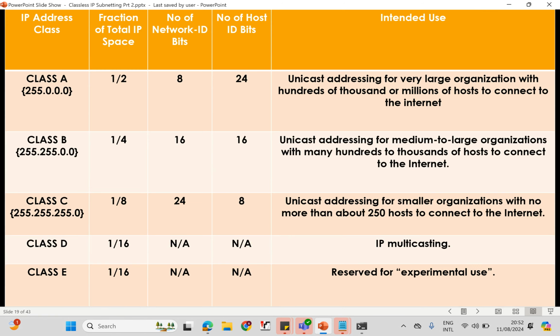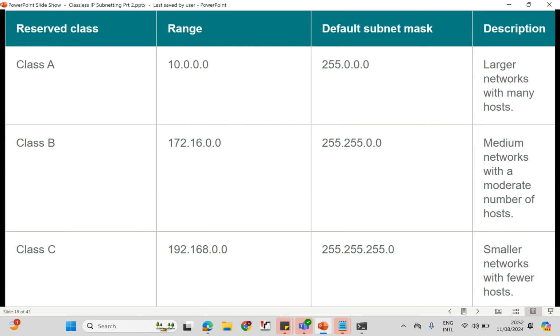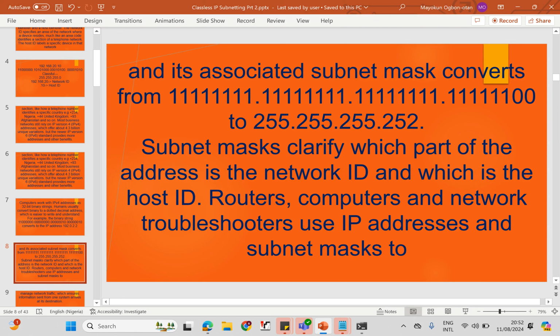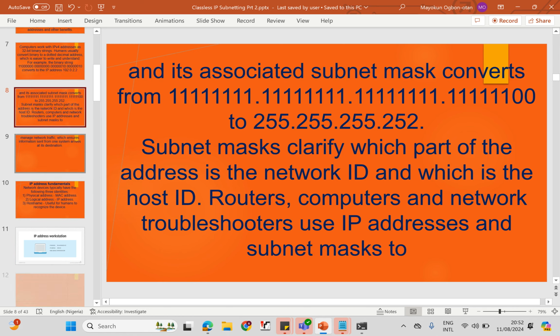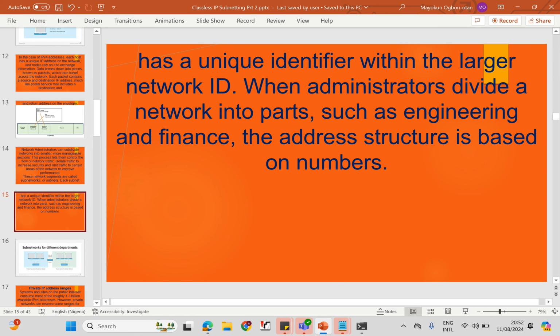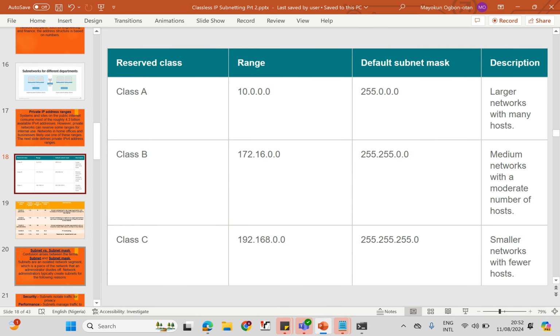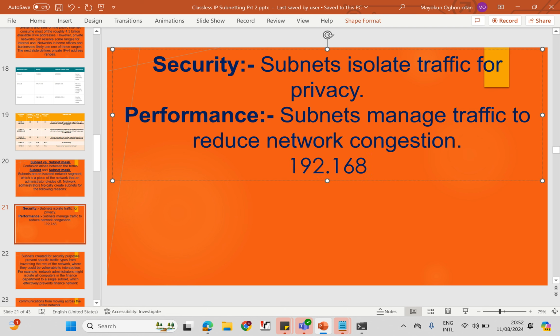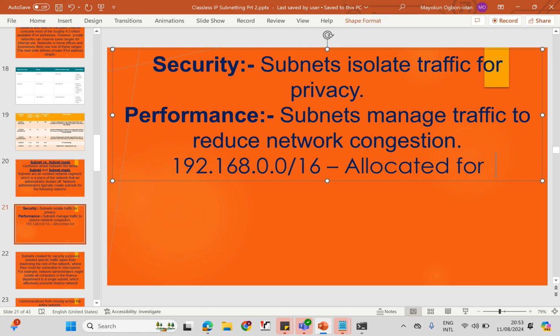So let me go back to the slide where I was explaining something here. So imagine, for instance, if this IP 192.168.0.0/16 has been allocated for a network, for instance, for a LAN.